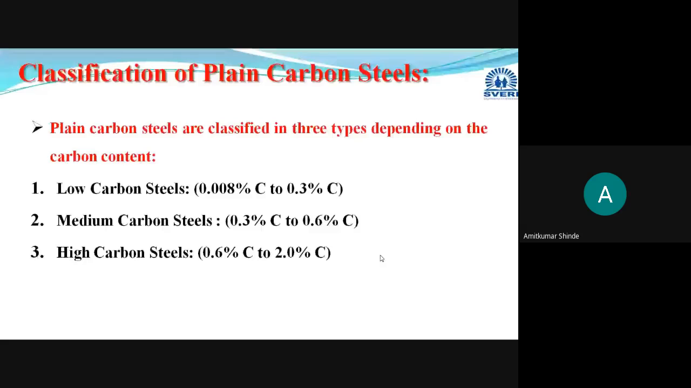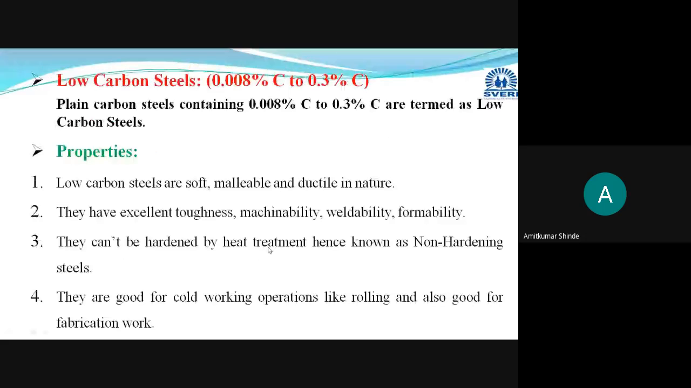Now we will see one by one. First, low carbon steel. In the first line, I have mentioned what low carbon steels are. Plain carbon steel containing carbon percentage 0.008 to 0.3% will be termed as low carbon steels. First, you have to write the properties. As the percentage of carbon is very low, these are soft, malleable, and ductile in nature.